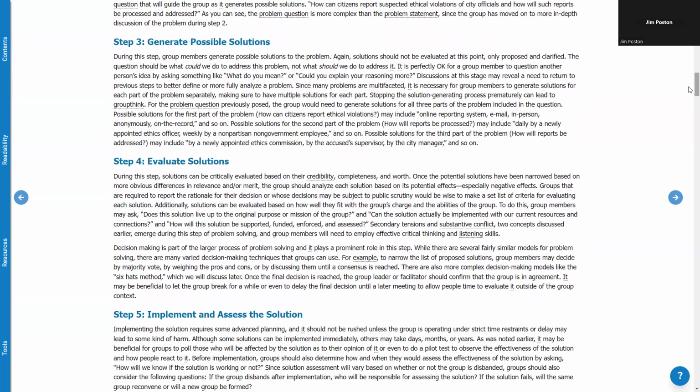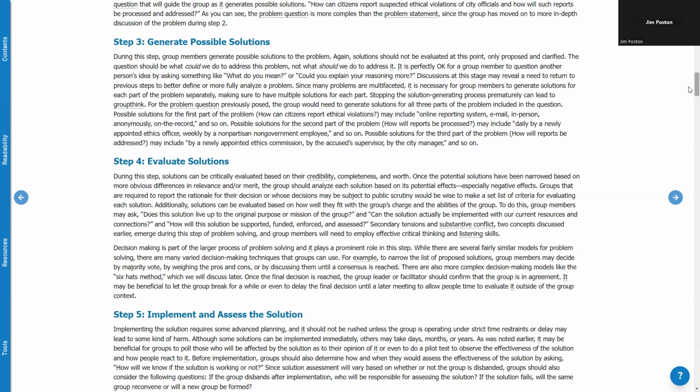Or, "Could you explain your reasoning more?" Discussions at this stage may reveal a need to return to previous steps to better define and more fully analyze a problem. Since many problems are multifaceted, it is necessary for group members to generate solutions for each part of the problem separately, making sure to have multiple solutions for each part. Stopping the solution generating process prematurely can lead to groupthink.